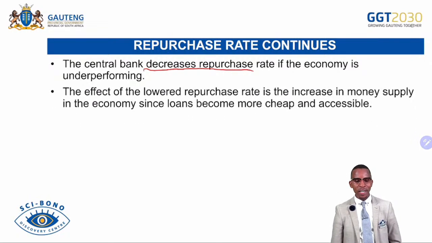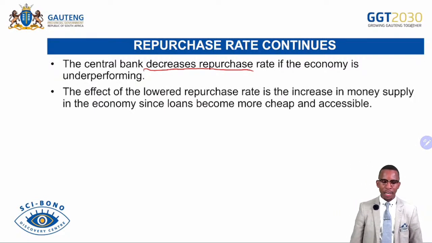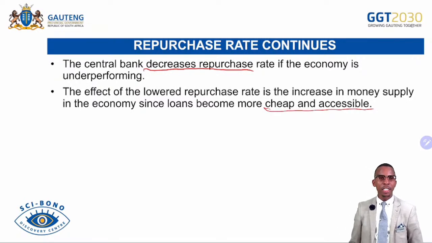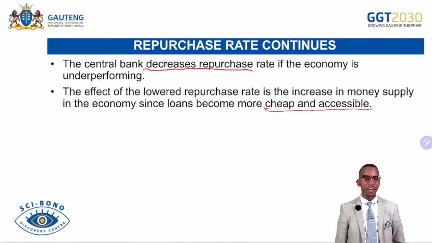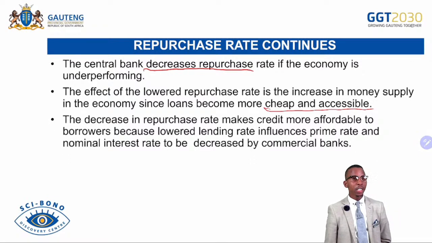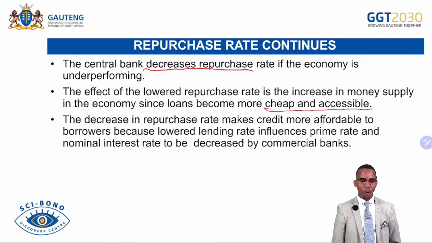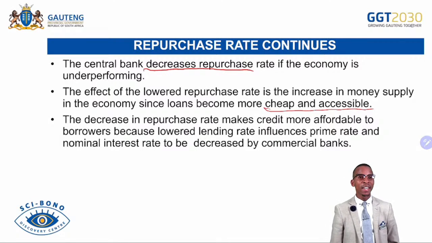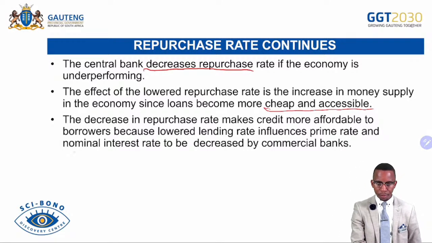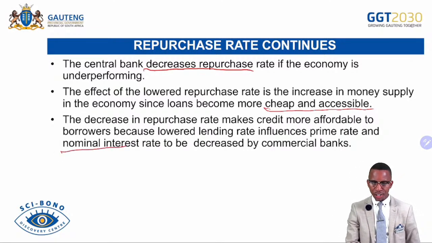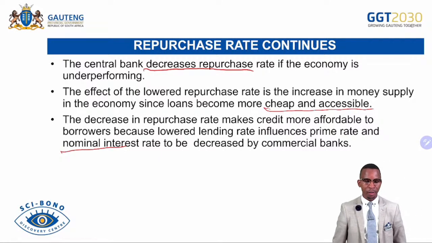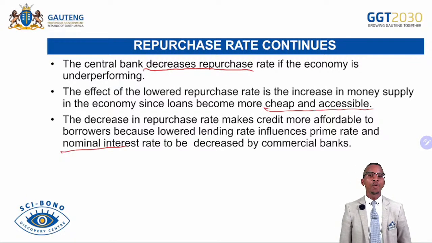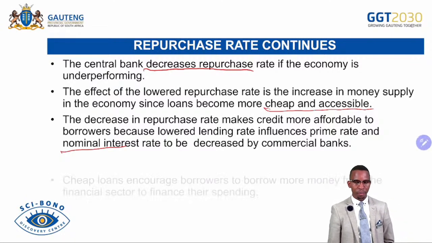So the effect of a lowered repurchase rate is the increase in money supply in the economy since loans become cheaper and accessible. So loans will be cheap and accessible in the economy if ever the repurchase rate has been reduced. The decrease in repurchase rate makes credit more affordable to borrowers because a lower lending rate influences the prime rate to be lowered, and also the nominal interest rate will be lowered. So remember, the nominal interest rate is the interest rate that changes with inflation. So if ever the repurchase rate is lowered, the nominal interest rate will also be influenced by that because it will change.